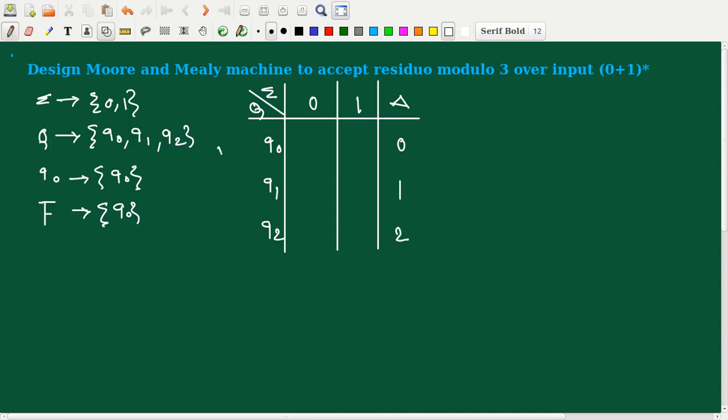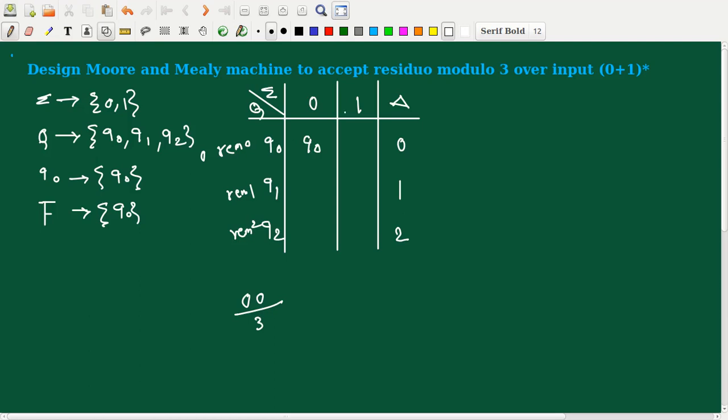So this is the state for remainder 0, this is the state for remainder 1, this is the state for remainder 2. Now I should provide input 0 to it. This is already a 0. I am providing an input 0, it becomes 00, which is in binary. I'll convert it into decimal, so its decimal conversion is 0. So 0 divided by 3 gives me a remainder 0. So the state for remainder 0 is Q0.